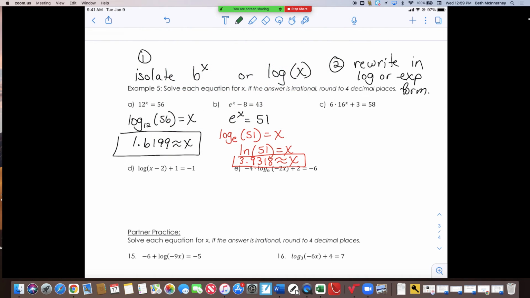All right, letter C. What do I need to do first to try to get my 16 to the x alone? I've got to do a few things here. Yes, Sydney? Good. Okay, let's subtract the 3. So that'll give me 55. And then you're going to divide that by 6. Then this is log base 16. And of course, you could put a decimal there, that is fine, or just wait till you're done.